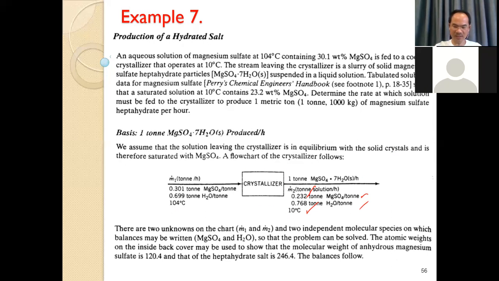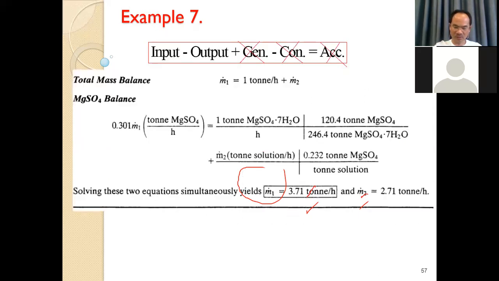For this case, you have already drawn the flow chart. We know input, we know output. We have only two components, and two unknowns. You can solve this. You can solve by the total mass balance, or magnesium sulfate balance, or water balance and magnesium sulfate balance. For this case, we use two balances: total mass balance and magnesium sulfate balance.